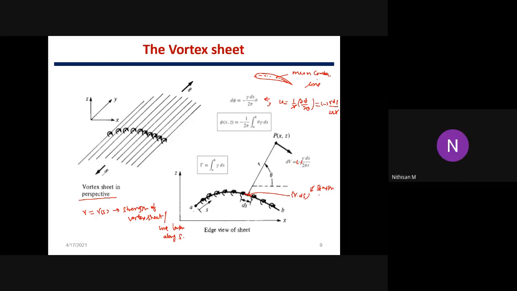Please note this point. This topic is very, very important. From this, straightforward numerical problems may come, right? They may ask you what is the vortex sheet, how to calculate the total circulation on the vortex sheet.